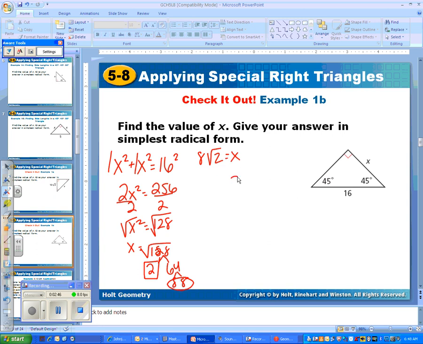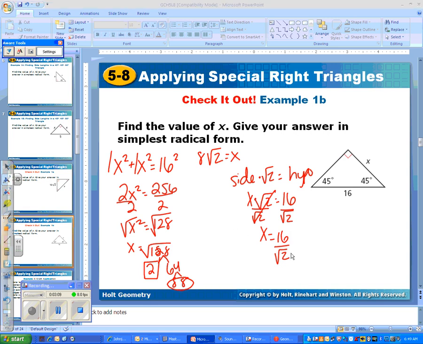Using the shortcut, the side length times radical 2 equals the hypotenuse. I'm going to fill in my notes. Side length is x times radical 2 should equal 16. All right. Well, divide both by radical 2. And now I have x equals 16 divided by radical 2. And I know I don't like the radicals on the bottom. It's a big no-no. So I'm going to multiply the top and the bottom by the denominator. And I'm going to get 16 radical 2 over 2.